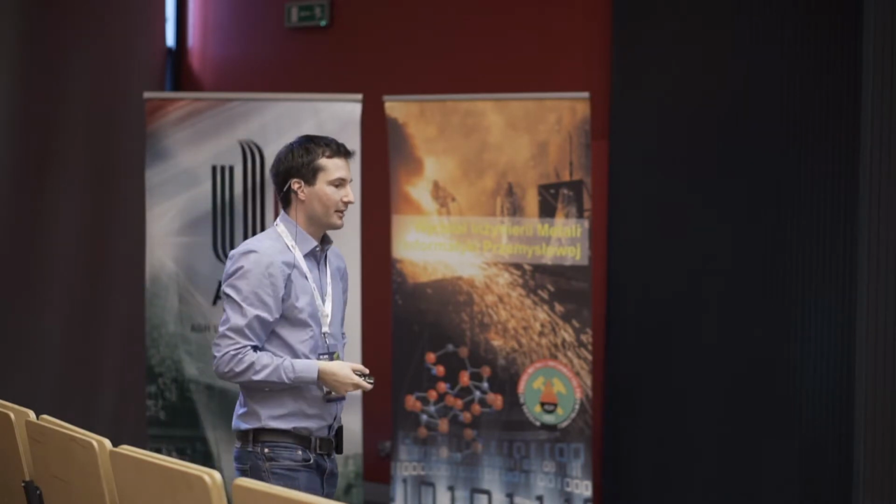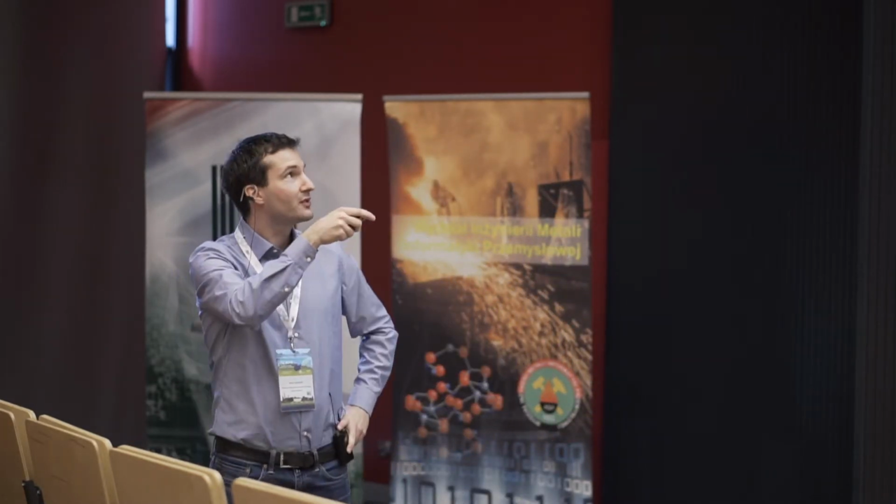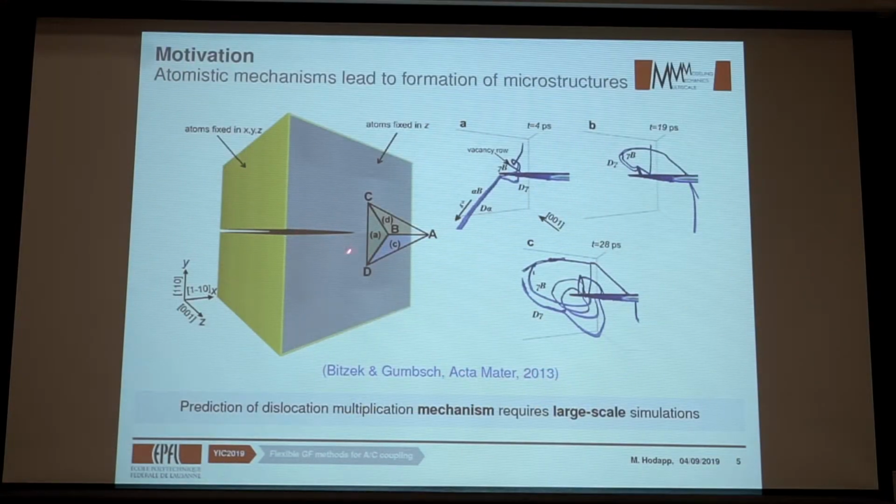And even if you're very rich, these simulations may not be very accurate because you have to use very cheap potentials, which may not predict the precise atomistic mechanism. So what you actually want to do is represent the atomistic part in this small region around the crack tip and model the remainder of your domain with a cheaper model.